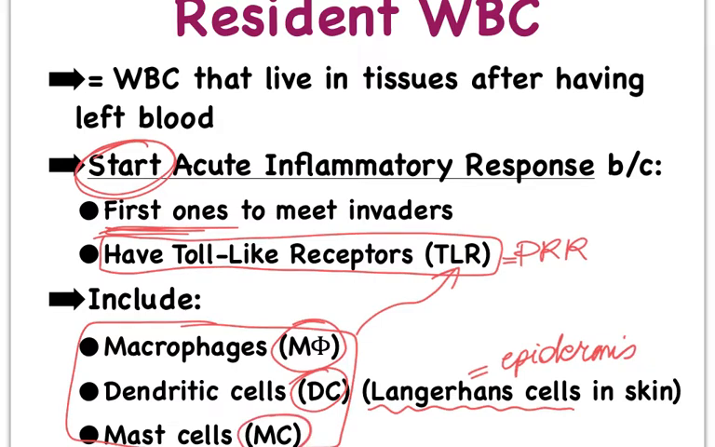Mast cells are very similar to basophils in that they also contain granules filled with heparin and histamine, but they didn't follow the same differentiation process, I should say, as the basophils.